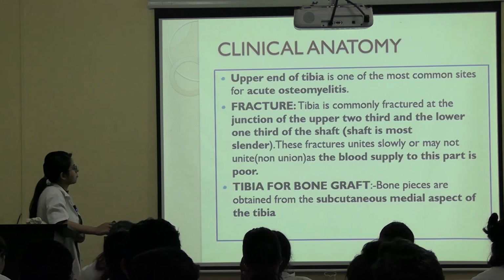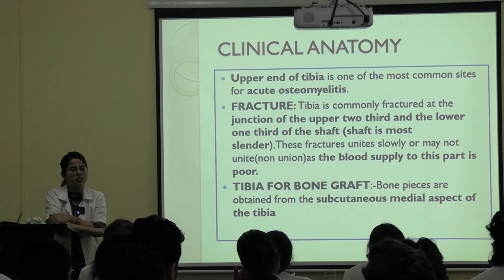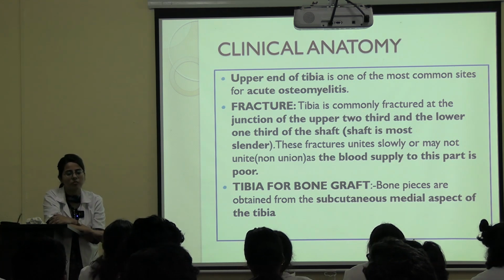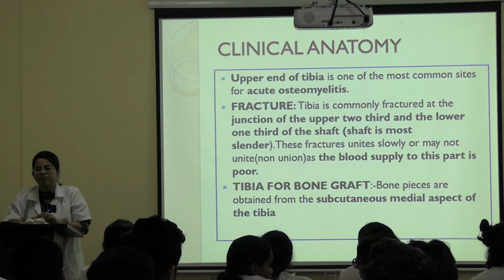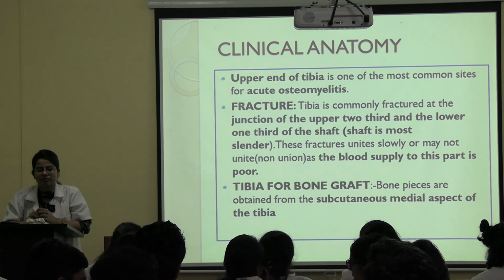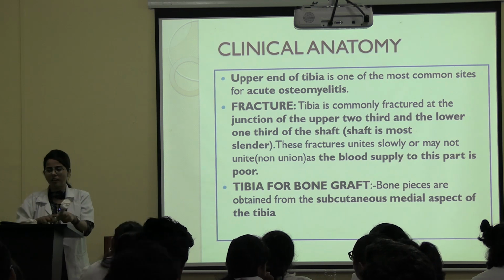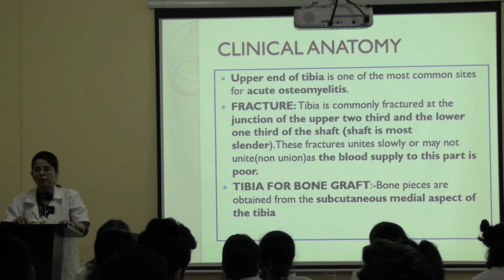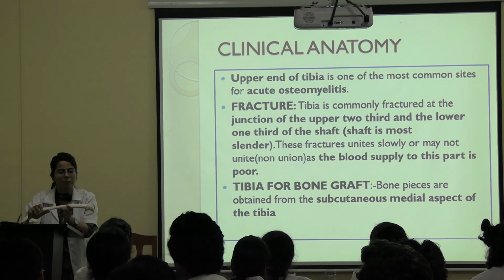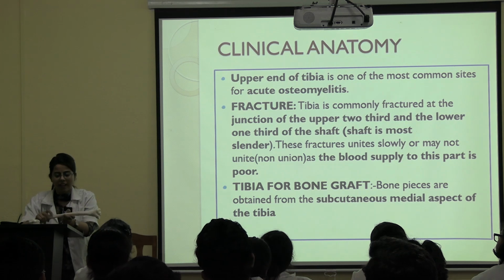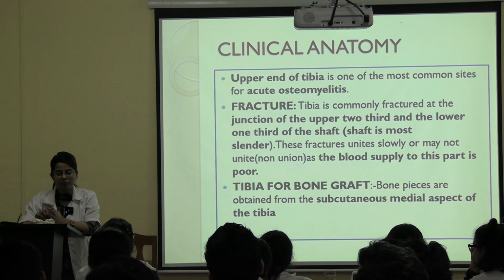Clear? Now clinical anatomy. What do you mean by osteomyelitis? Can you guess? When we add itis to any word, what does it mean? So it is an infection of bone. Most commonly it occurs in the upper part of the tibia. Fracture most commonly occurs in the shaft between the upper 2/3 and the lower 1/3, and union is very poor because the blood supply is poor. That's why union will not occur.